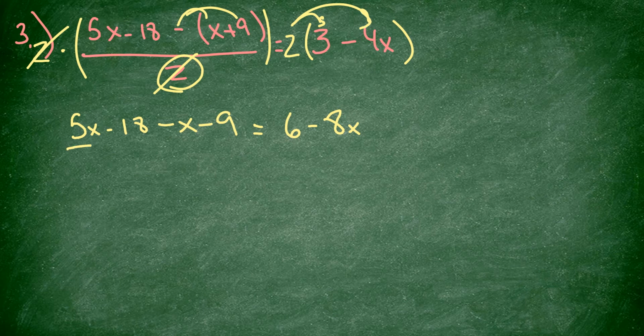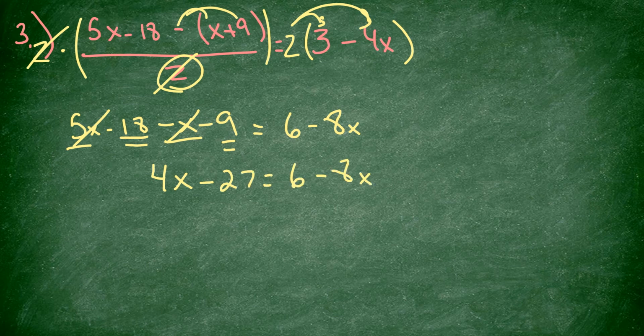Now on the left side, I'm going to combine my like terms. 5x minus x becomes 4x. I'm going to do negative 18 and negative 9 to get minus 27. And I get 6 minus 8x.